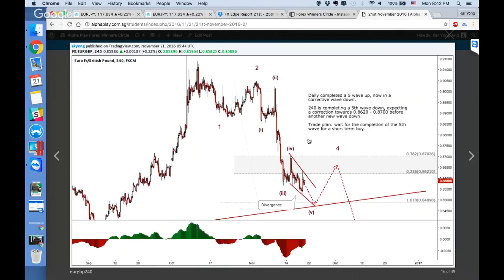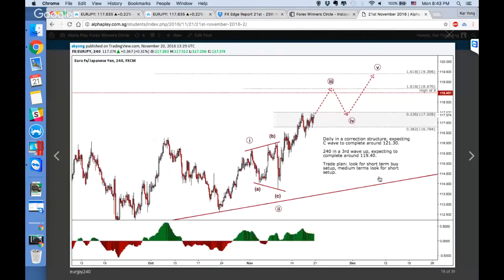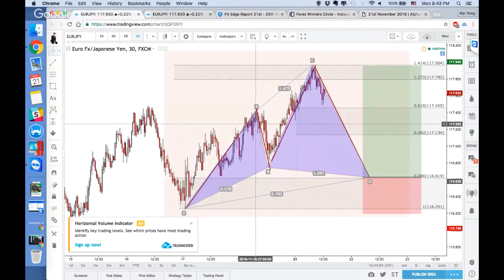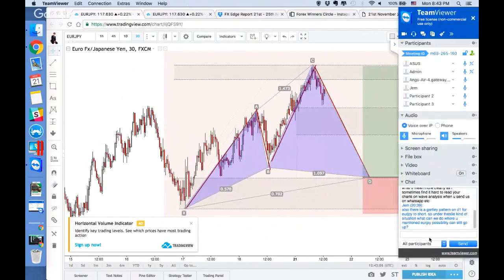For now, short term, just focus on looking for a buy setup, which is what we did for the past 5 minutes. Hope that is clear to you, how you use that wave analysis. I'll walk you through more examples later on.